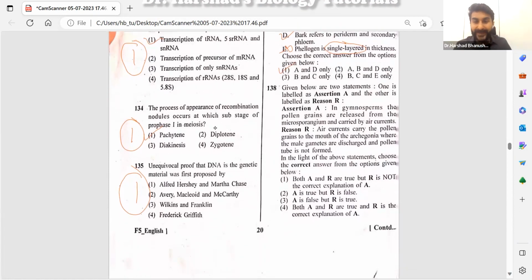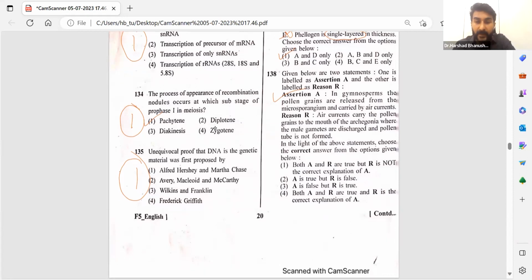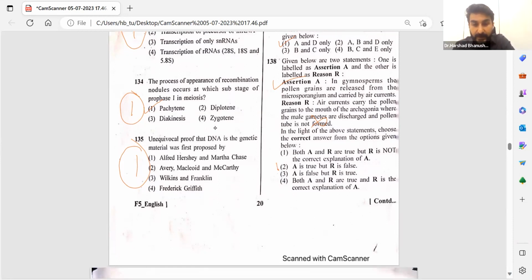In gymnosperms, the pollen grains are released from the microsporangia and carried by air currents. That's correct. Air currents carry the pollen grains to the mouth of the archegonia where the male gametes are discharged and pollen tube is not formed. Wrong. Even gymnosperms produce pollen tube. So it's a wrong statement. Only assertion is true. Reason is false. So answer would be option number two.